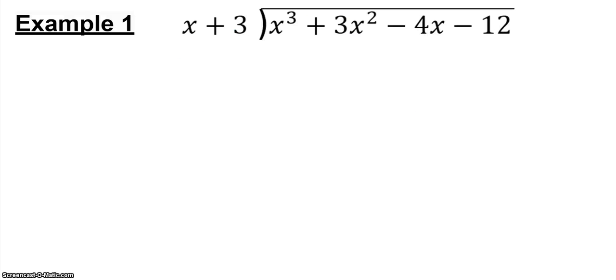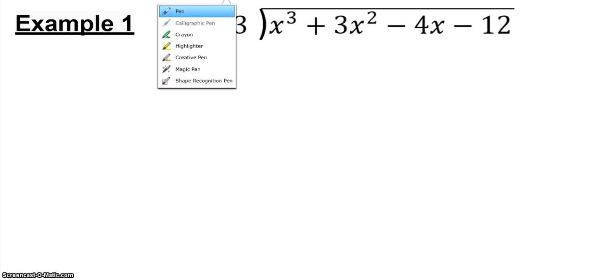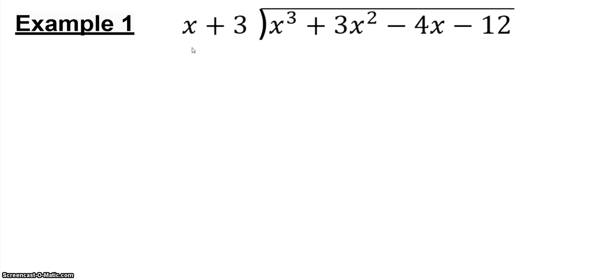Alright, so our first example. We have x cubed plus 3x squared minus 4x minus 12 divided by x plus 3. So the first thing to do is to only look at your dividend. So this x cubed plus 3x squared minus 4x minus 12. So just looking here, I want to figure out what is my highest degree on my exponents. So the highest one that I have is 3 right here.